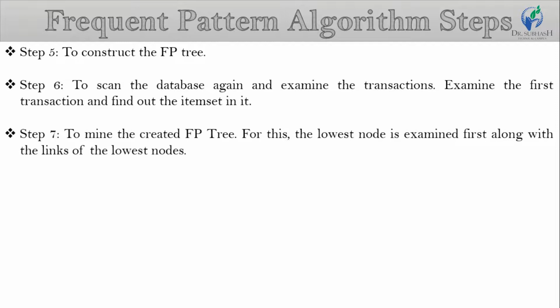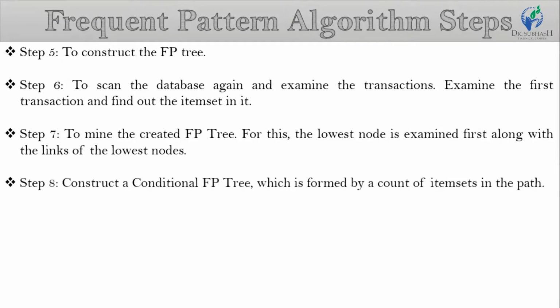From this, traverse the path in the FP tree. These paths are called a conditional pattern base. A conditional pattern base is a subset or sub-database consisting of prefix paths in the FP tree occurring with the lowest node, or we can say suffix.